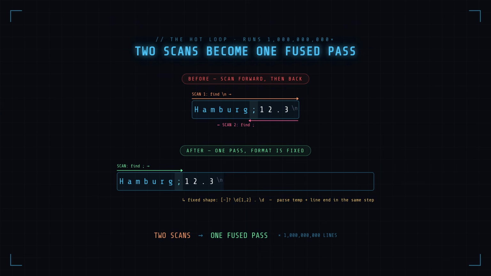Then I looked at the hot loop, the part that runs 1 billion times. My first parser scanned each line twice. It found the new line, then went back and found the semicolon, but the temperature format is fixed. Optional minus sign, 1 or 2 digits, a decimal point, and 1 digit after it. So once I find the semicolon, I can parse the temperature and know exactly where the line ends. That turns 2 scans into 1 fused pass.